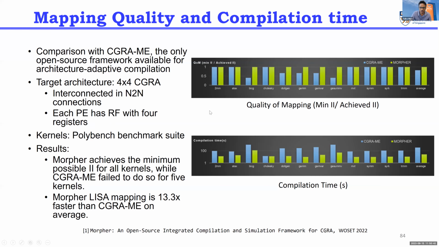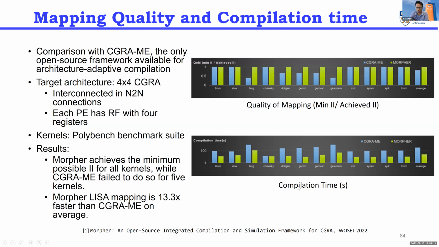We used kernels from the Polybench benchmark suite, and you can see the quality of mapping is the minimum II divided by the achieved II, which means 1 indicates it achieves the minimum II. Morpher achieves the minimum possible II for all the kernels, while CGRA-ME failed to do so for 5 kernels.